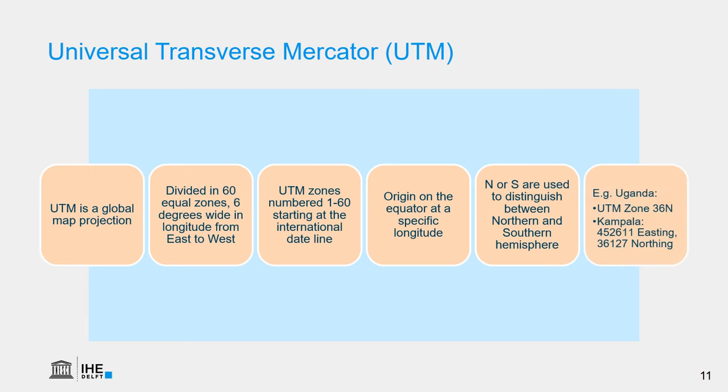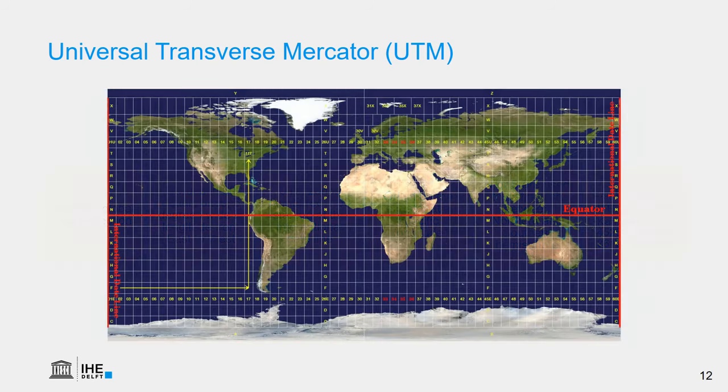For example, if we look at Uganda, it's in UTM zone 36 north, and then we can express the location of Kampala as 452,611 meters east and 36,127 meters north. It's very easy to find a map on the internet with all the zones indicated. So we can see for the Netherlands that it is in UTM zone 31 north.